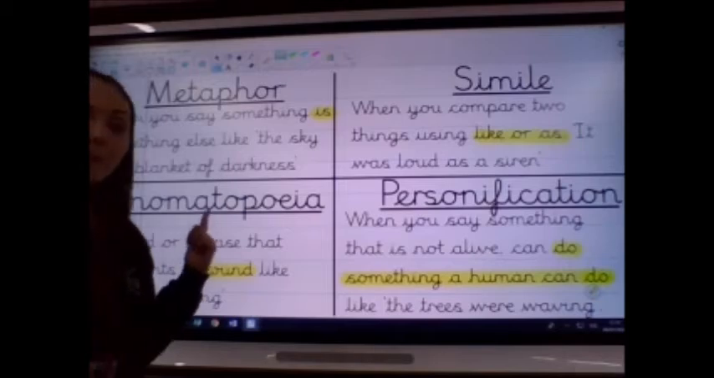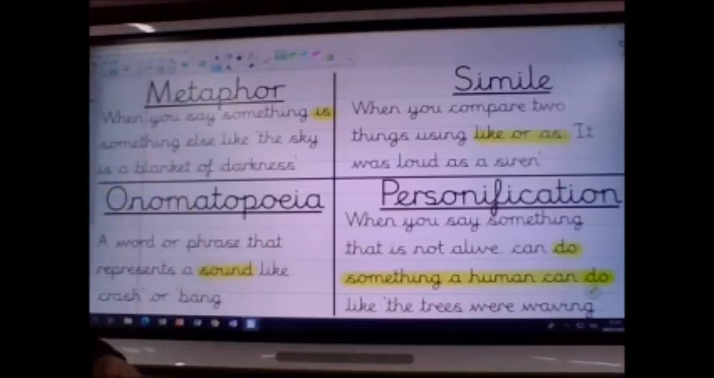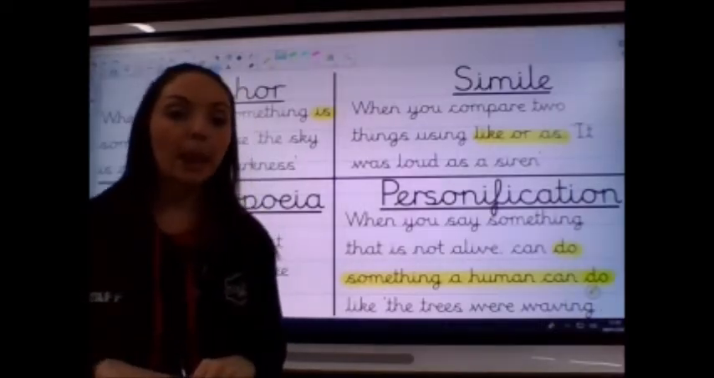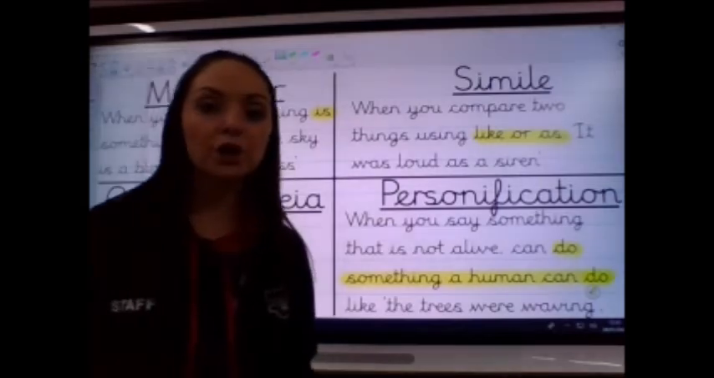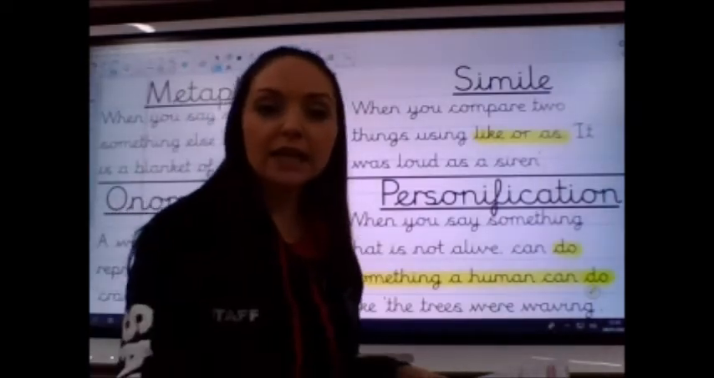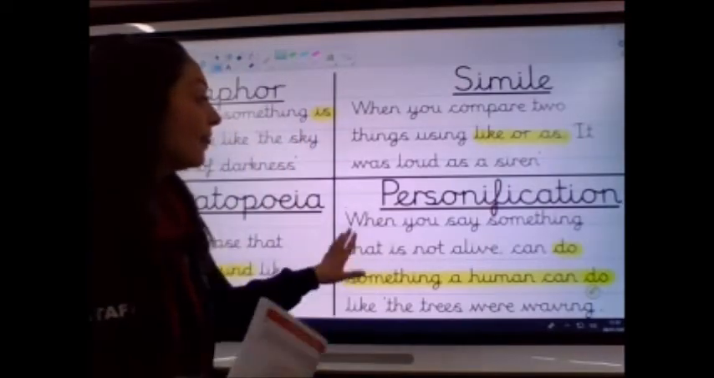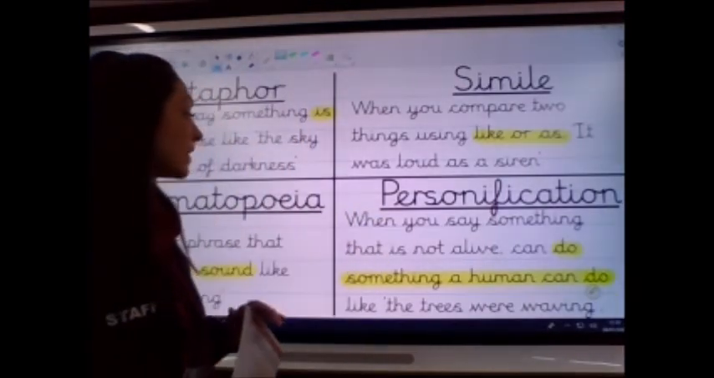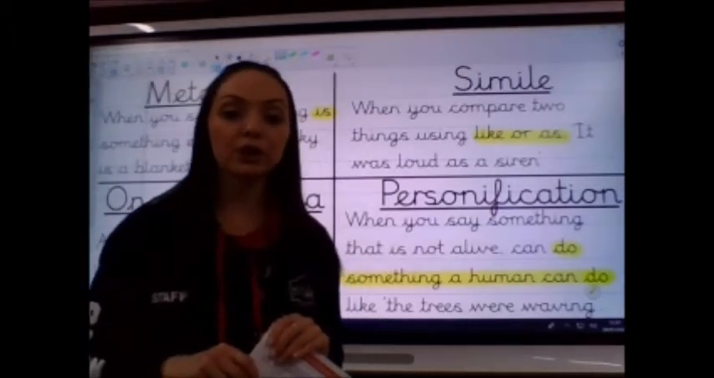Onomatopoeia then, this one might be quite new to you, but onomatopoeia is when a word or a phrase represents a sound, like crash or bang or splash. It's a sound. They're used in comics quite a lot, in comic strips. And then personification is when you say something that is not alive can do something a human can do.